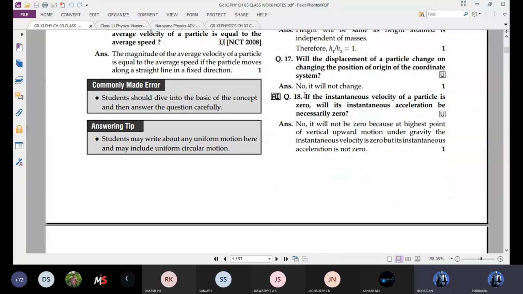If the instantaneous velocity of a particle is 0, will its instantaneous acceleration necessarily be 0? No, it is not possible. It is a no. In a 1 mark question, if you are saying just no, you will get half a mark. So after the proper reason, the remaining half mark.